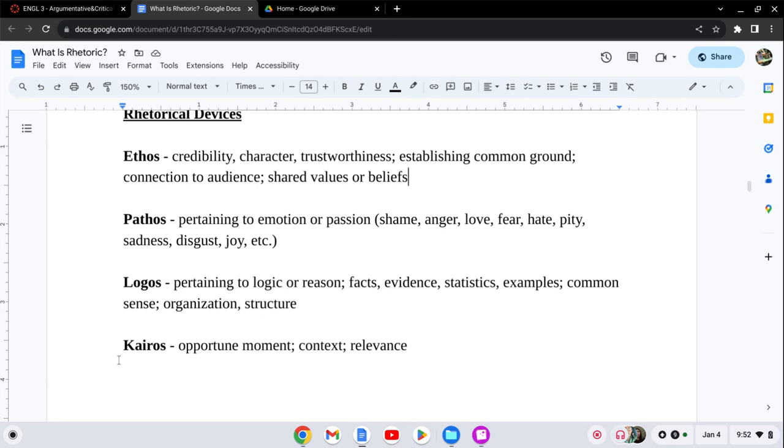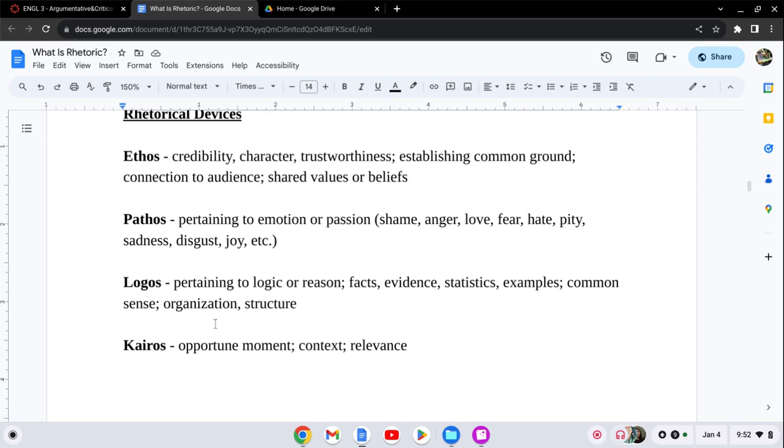Now, the fourth one is one that probably most of us haven't heard of, or at least maybe haven't really spent a lot of time or as much time as the other three kind of studying or understanding, and that's Kairos. Go ahead and say that one out loud. Kairos.